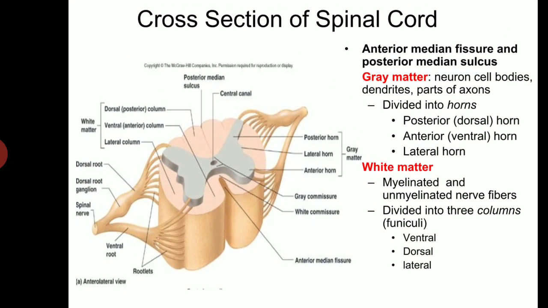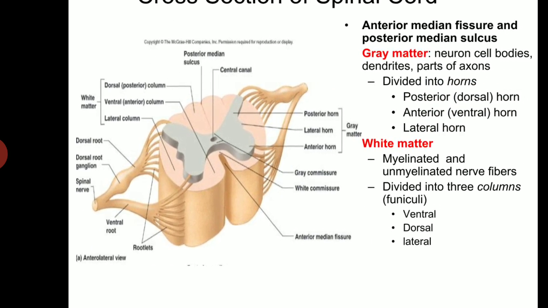Now, the gray matter mainly contains neuronal cell bodies, dendrites, and part of axons. And this gray matter is divided into horns. So this is the anterior horn, also known as the ventral horn. This is the posterior or dorsal horn. And this one is the lateral horn.